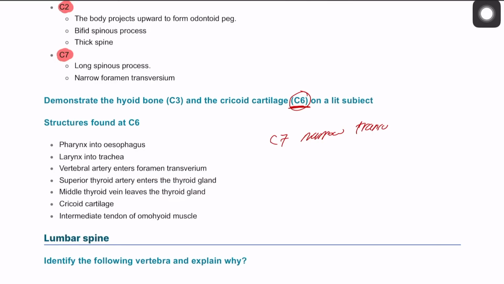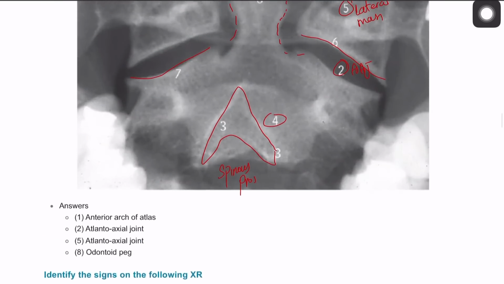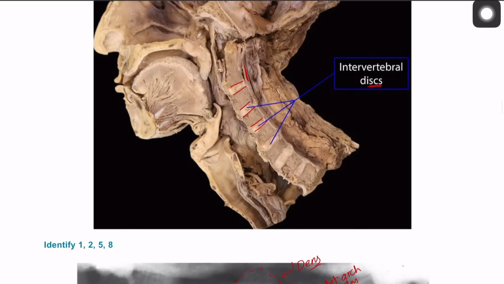So let's go a little bit back in that section, where we might identify C6 and what will happen at the level of C6. So you have 2, 3, 4, 5, and C6. Here initially you have the pharynx and larynx turning into the others. So the pharynx turns into the esophagus, the larynx turns into the trachea. Obviously you have the trachea here, and also you have the cricoid cartilage by definition.